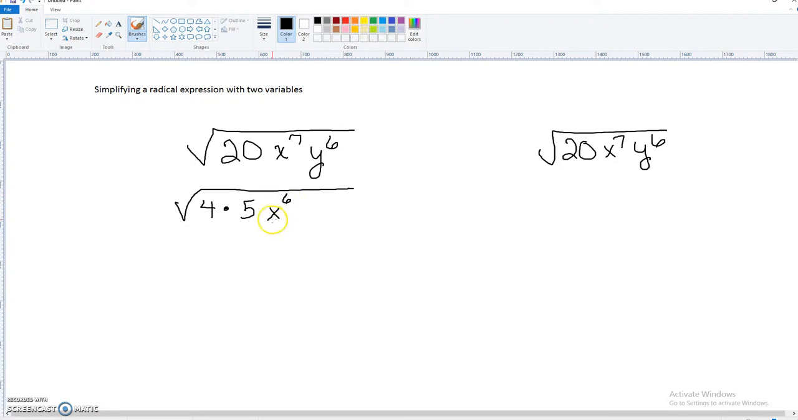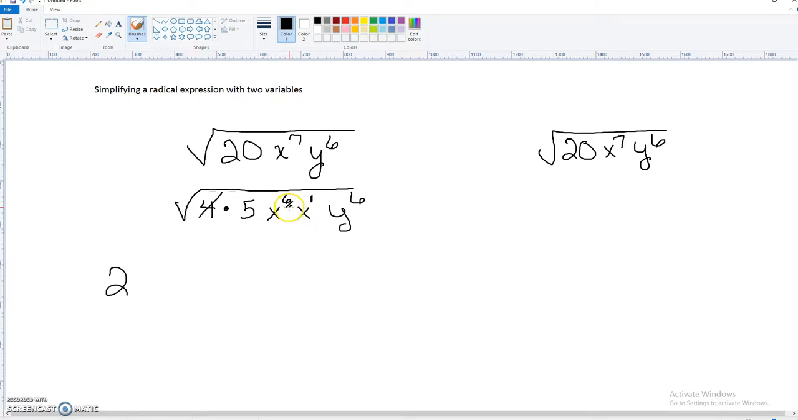We can have it x to the 6 and another x, because if we added that with the invisible 1, that would get us 7. Okay? And I'm going to just bring this y to the 6 down. So now that we've split this, let's start taking stuff out of the radical. So the square root of 4 is 2. So we're going to take the 2 out. So we took care of that.